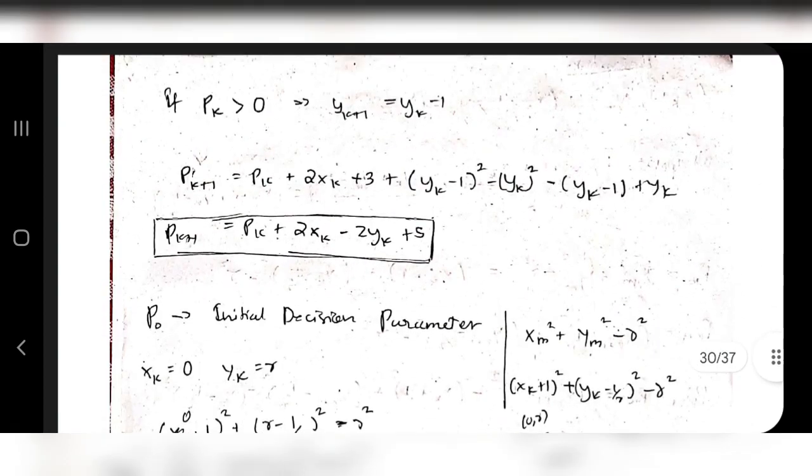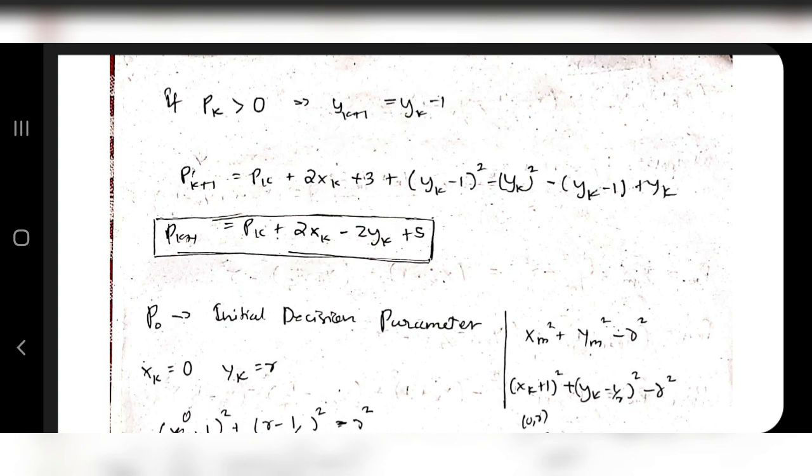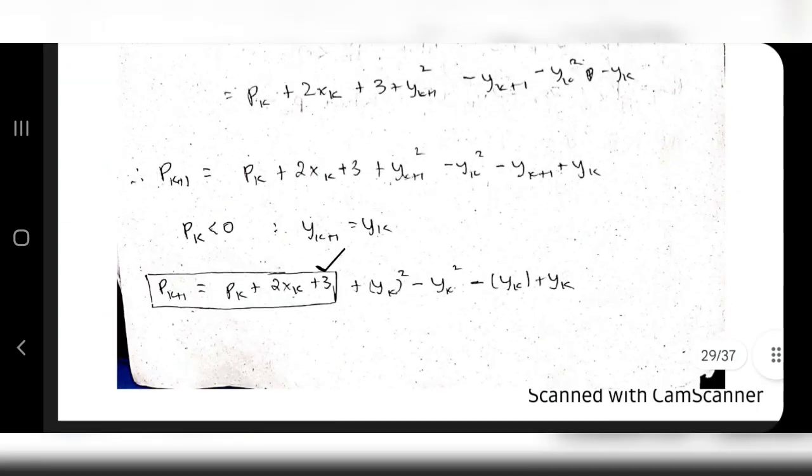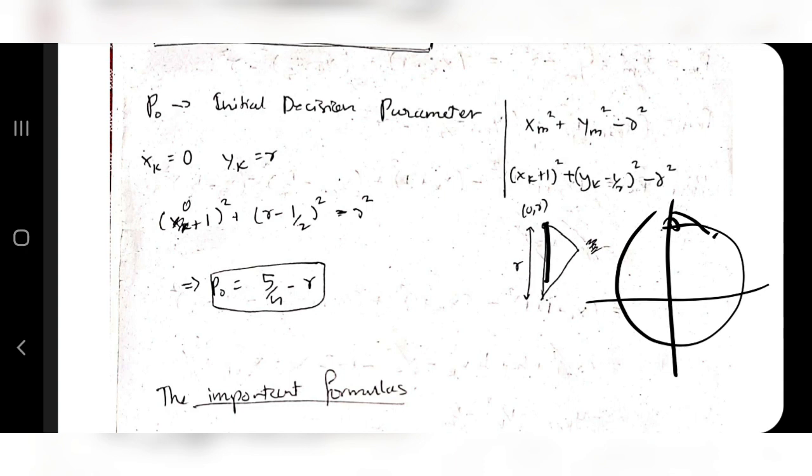And if it's greater than 0, that means it's near to the next point, which is yk minus 1. Substitute this value in the place of yk plus 1 in this equation, and what you get is this answer. Simplify, and you'll get this answer here. So two important formulas, this one and this one. You need to find out P naught, the starting value. Where are we starting from? We are starting from here in the first quadrant. See, if there is a circle here, starting from here till here is the first octant, right?